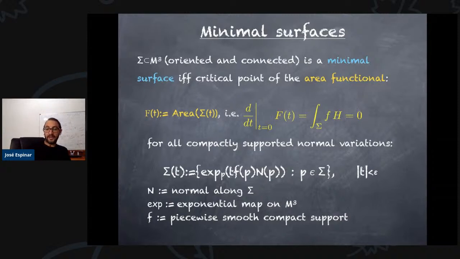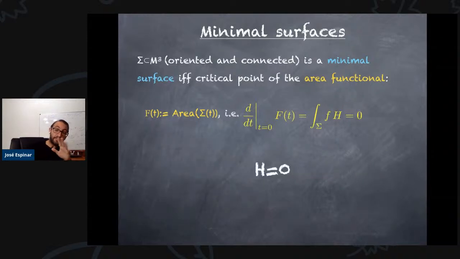So, okay, now we have a functional. Minimal surfaces are the critical points of this functional. So in particular, if this derivative is 0 for any variation, we say that the mean curvature is 0 at any point. That's one of the characterizations of minimal surfaces. Okay, I say minimal, but so far they are critical points of the area functional.